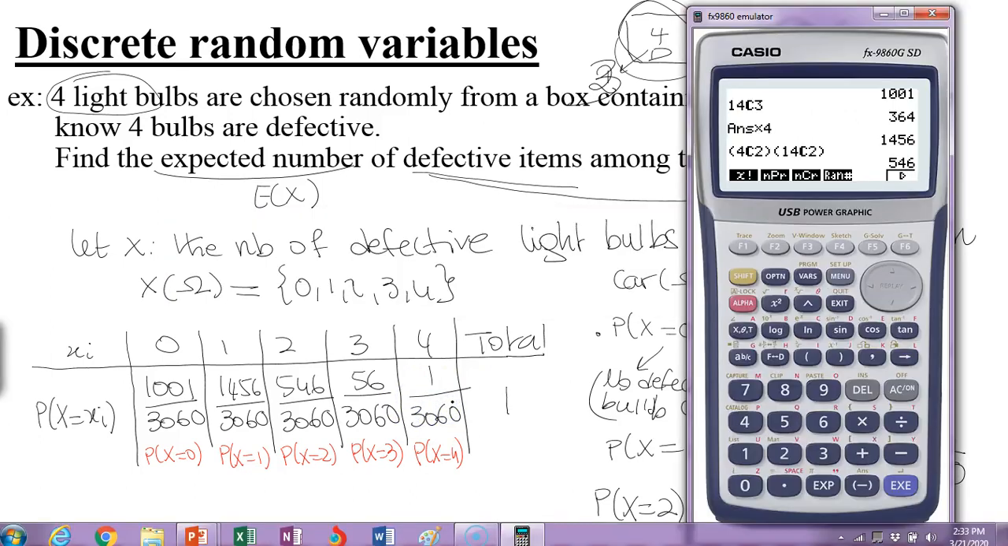And you can always make sure that the numerators add up to the denominator. So I was not simplifying fractions here, so the denominators would be equal for all of them. It would be easier to check the final sum. So 1456, 546, and 56 plus 1. So we do have 3060. It means that we have calculated our probabilities correctly.